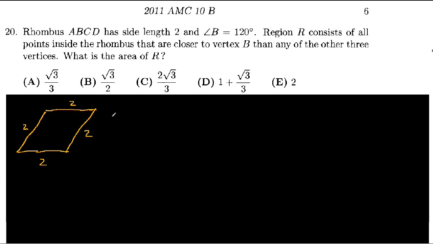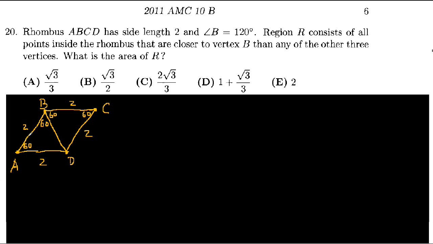It's good. And let's label the vertices A, B, C, D, and angle B is 120. That means, because this is a rhombus, this has to be 60. This is 120, right? And just for the later discussions, we add an auxiliary line here. Each of them will be 60 and 60. So you can look at this. We have two equilateral triangles here.